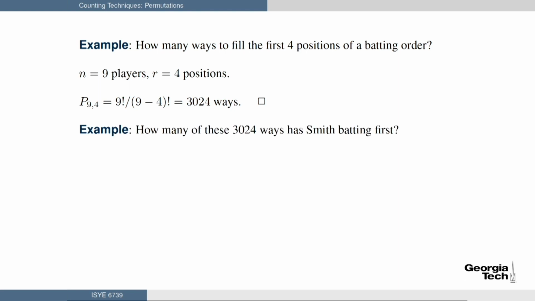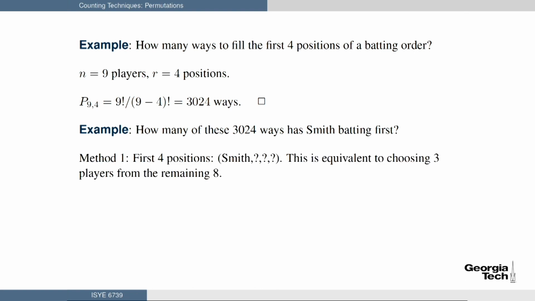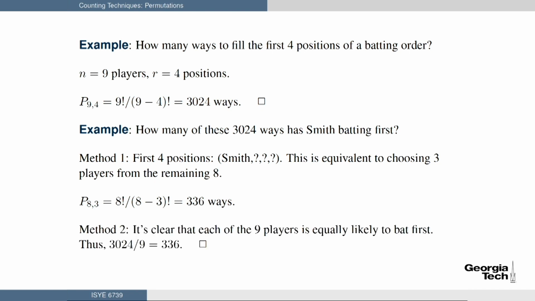As another example, how many of these 3,024 ways has Joe Smith batting first? Here's method 1. Here are the first 4 positions. Smith, and then who knows, who knows, who knows. So this is equivalent to choosing 3 players from the remaining 8, because Smith is guaranteed that first spot. How can I do that? Well, the permutation of 8 things taken 3 at a time is 8 factorial over 5 factorial. That equals 336 ways.